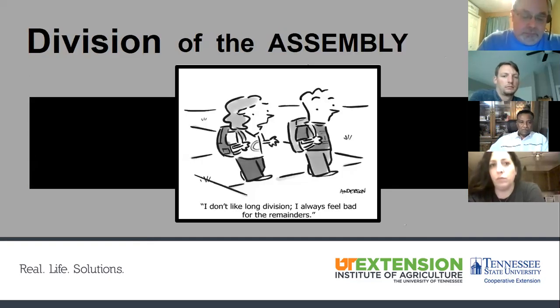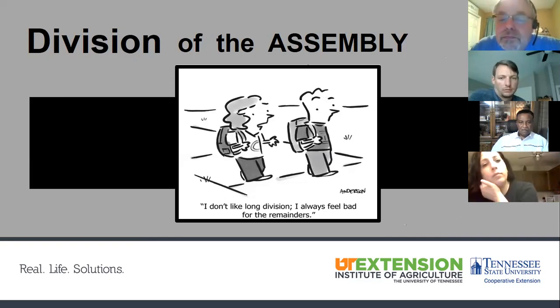Another one of our cute little cartoons. I don't like long division. I always feel bad for the remainders.